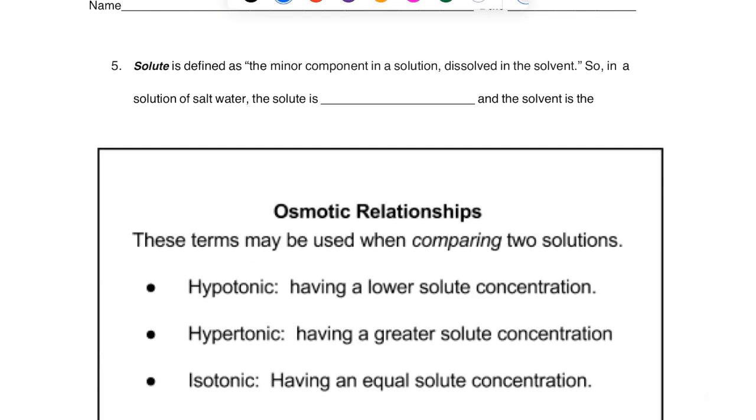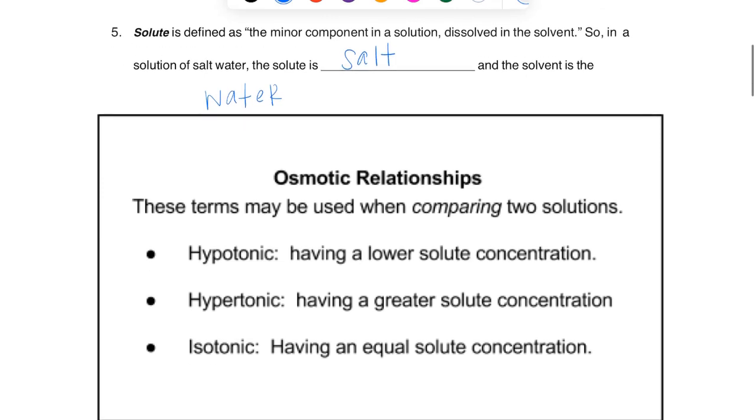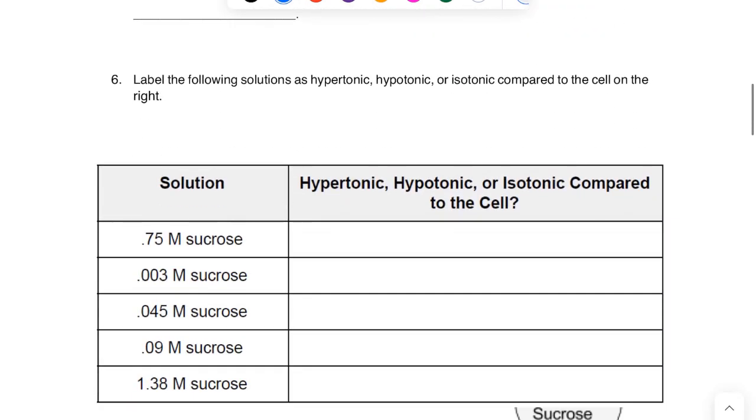Number 5, solute is defined as the minor component in a solution which is dissolved in the solvent. So in a solution of water, the solute would be salt, and the solvent is water because we have a lower amount of salt compared to the water. This is a great little review of our terms that we talked about on the front. Hypo means lower solute, therefore high water. Hypertonic is a greater solute, therefore low water. And isotonic is equal. So on number 6, we want to label the solutions as hyper, hypo, or isotonic.